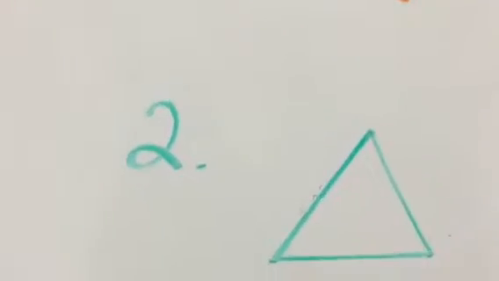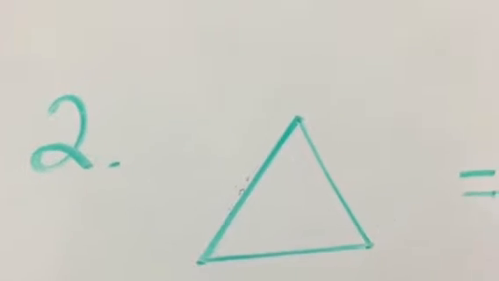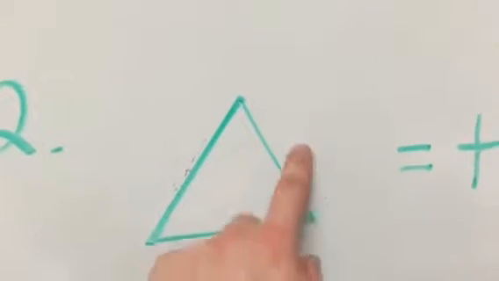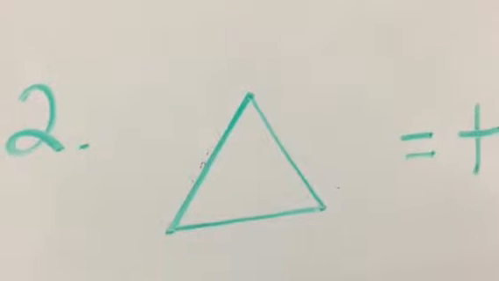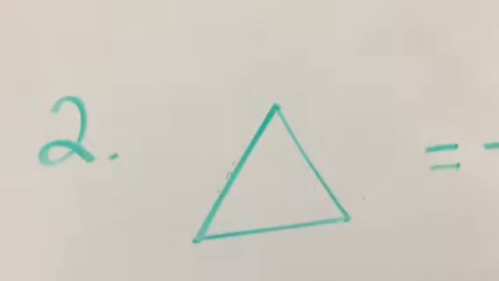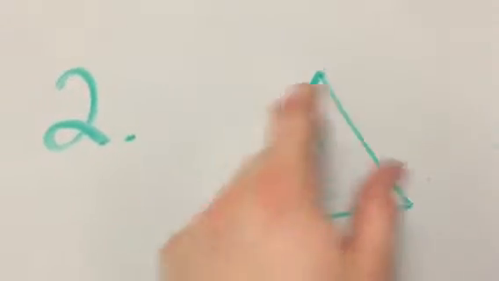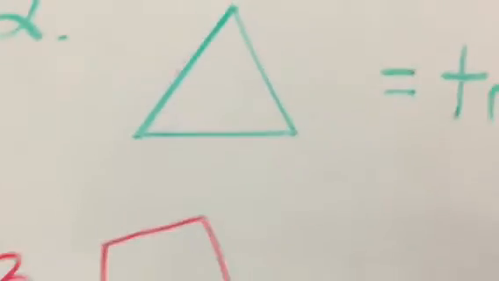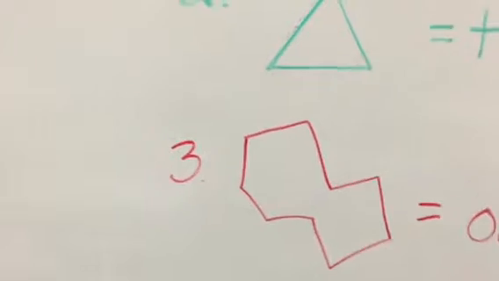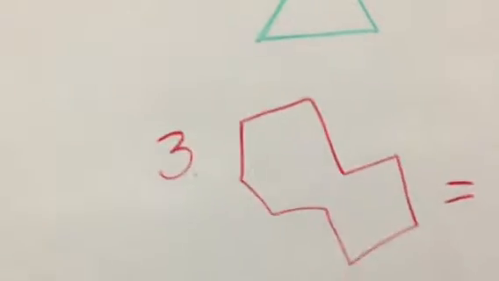Let's look at number 2. We all know that that's a triangle because it has 3 sides, 1, 2, 3. But is it a regular polygon? And the answer is yes, because all the angles are the same and all of the sides are the same.